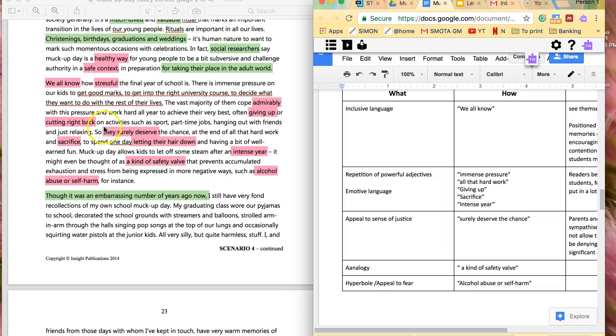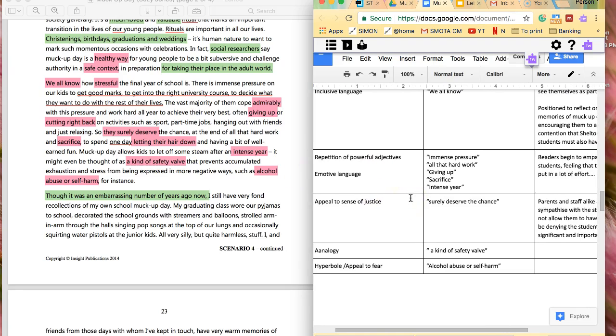We've also got when she says they surely deserve an appeal to our sense of justice, because it's fair that after all of this sacrifice, giving up, stressful, and an admirable effort, it means it's honourable what they've done, they surely deserve. If we want to see ourselves as reasonable individuals, then we would have to agree that they deserve this day.